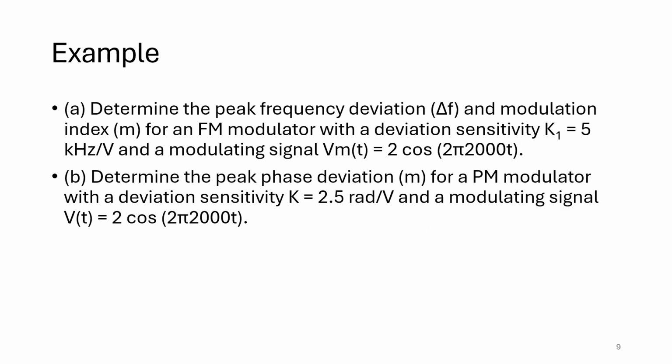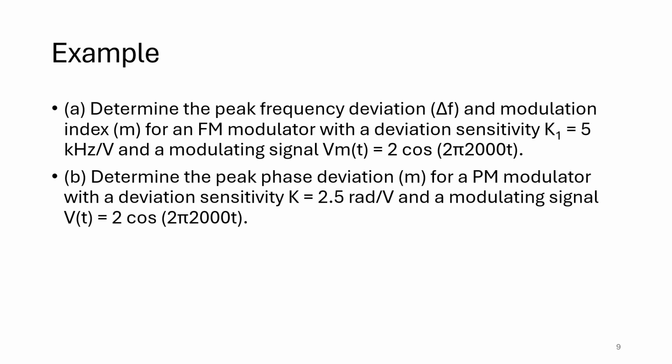So we have here a very simple example. For letter A, determine the peak frequency deviation and the modulation index for an FM modulator with a deviation sensitivity K1 equal to 5 kilohertz per volt, and a modulating signal 2 cos(2π·2000t). Okay, so how are we going to discuss this one?